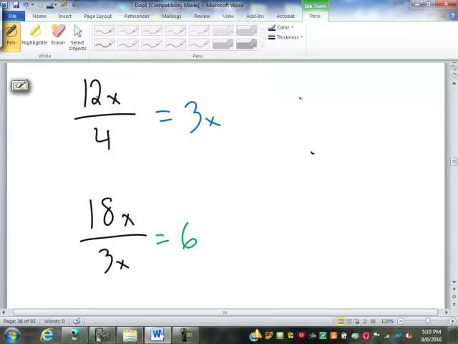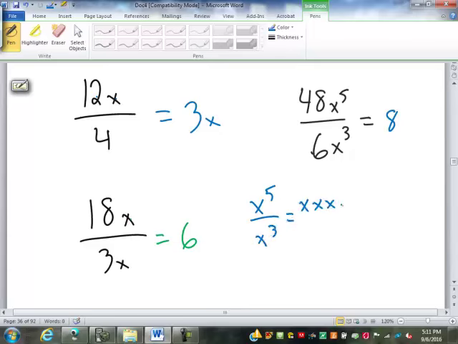We might have 48x to the 5th divided by 6x to the 3rd. We can divide the counts. What's 48 divided by 6? 8, right? X to the 5th divided by x to the 3rd. We haven't looked at anything like that yet.